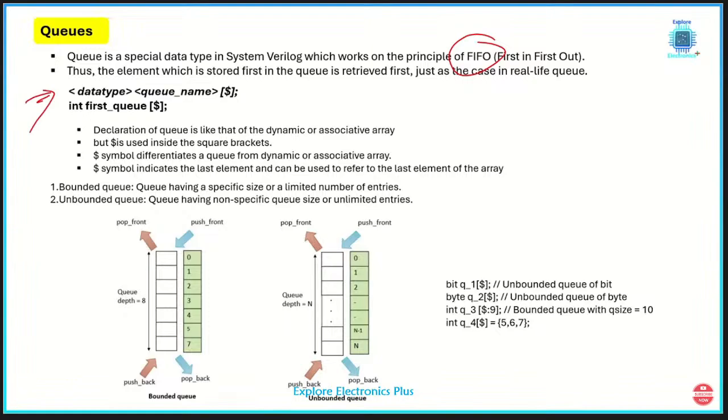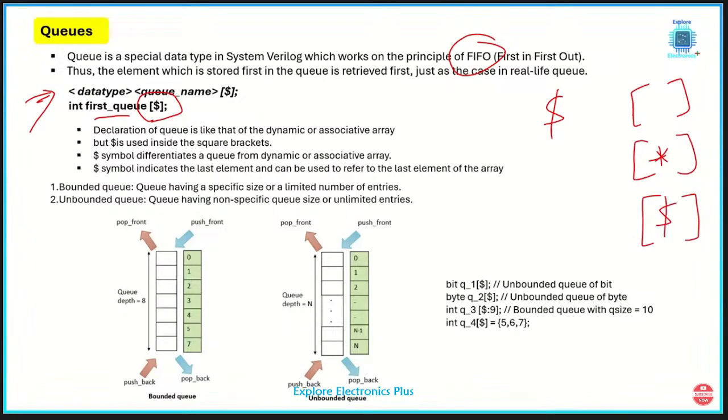Similar to associative or dynamic arrays, we have a data type first, then we have a name, and within the square braces, we need to represent a symbol like this. This represents a queue. A dynamic array will be represented with empty braces. An associative array will be represented with a particular type of the index. A queue will be represented with a dollar symbol like this.